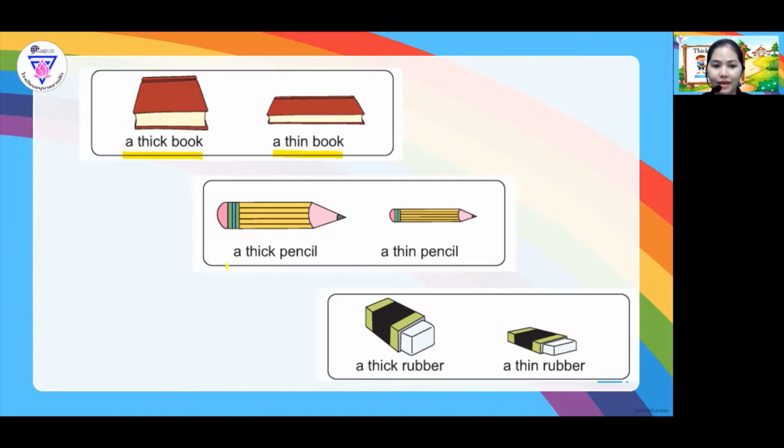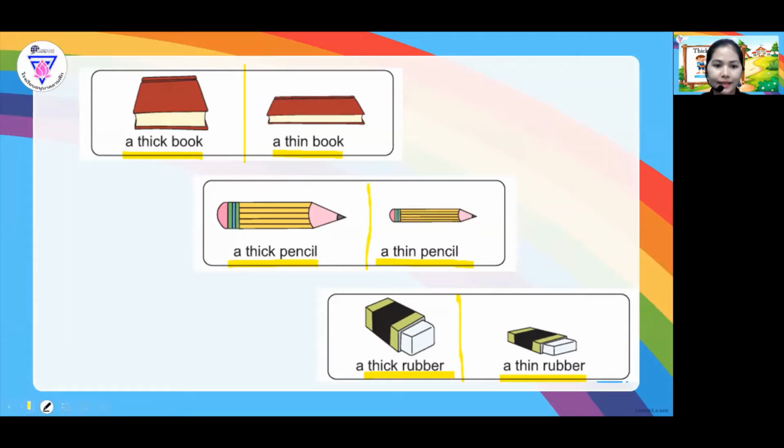We also have here a thick pencil and a thin pencil. We also have here a thick rubber or eraser and a thin rubber. So as you can see the difference there, you can see what is thick and thin. Once again, we have here a thick book, a thin book, a thick pencil, a thin pencil, a thick rubber and a thin rubber. Very good. So now let's move on.